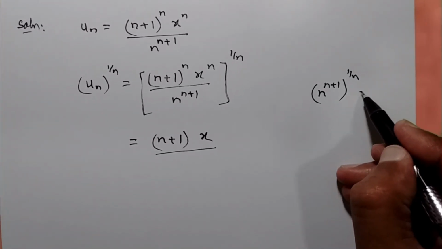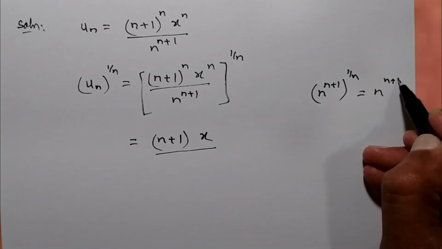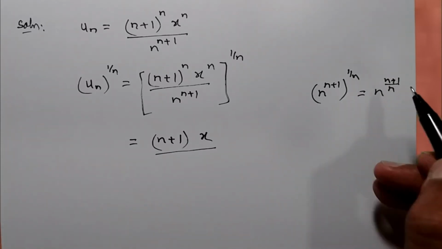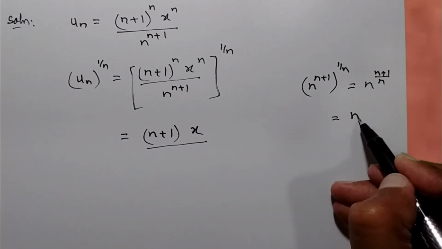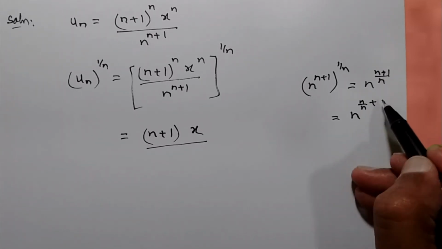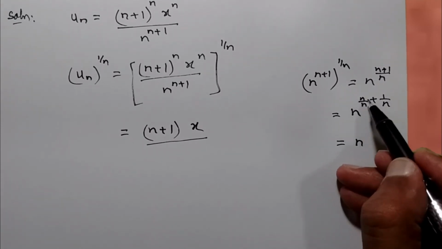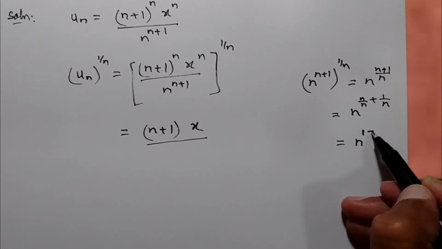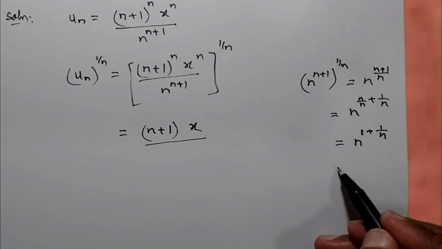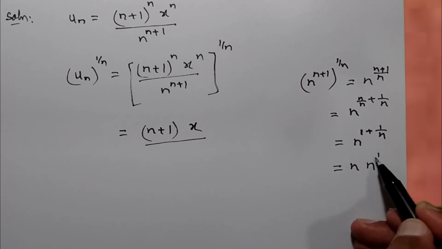So this is nothing but, you have to just multiply. So n power of n plus 1 into 1, so it is n plus 1 by n. N plus 1 divided by n. Or you can write n power of, just divide n by n plus again 1 by n. So this will be n power of, this n and n will get cancelled, you'll get 1 plus 1 by n.